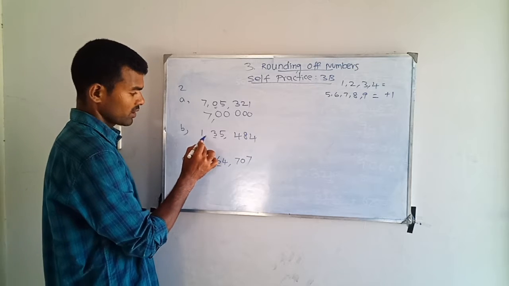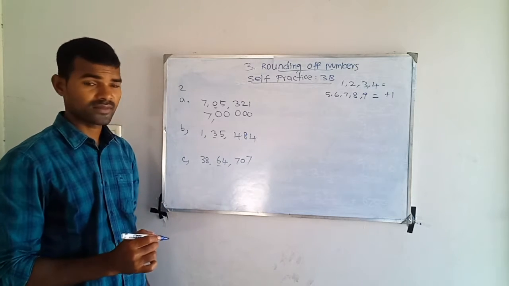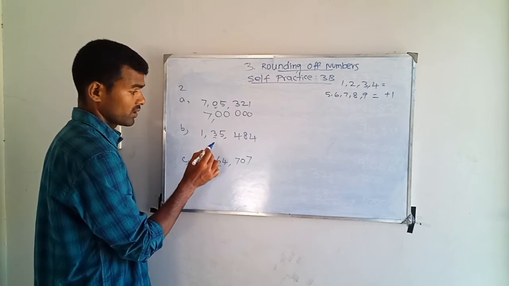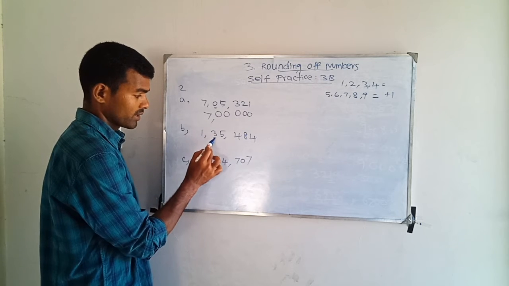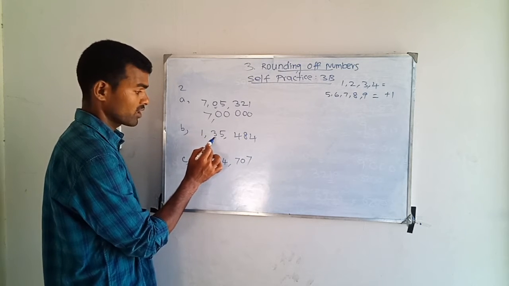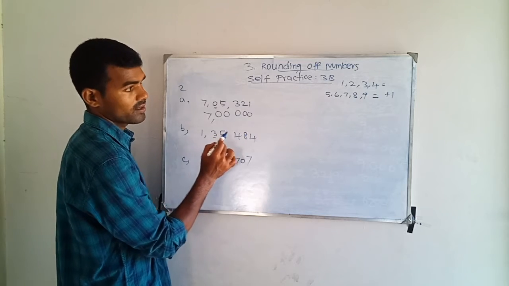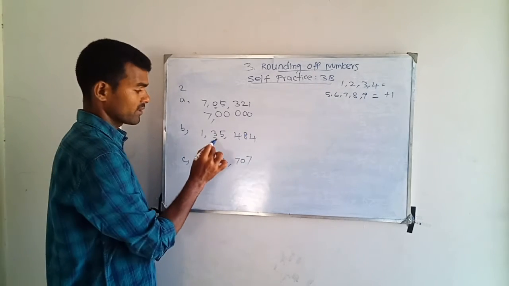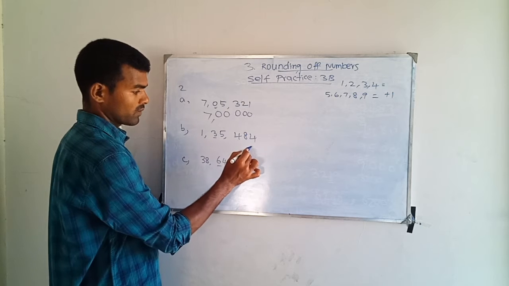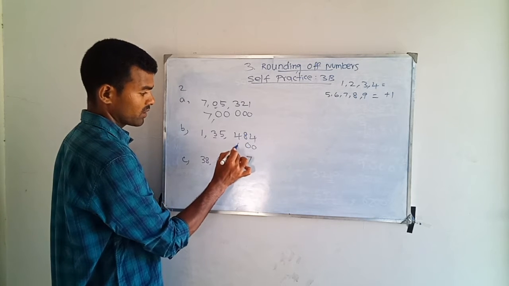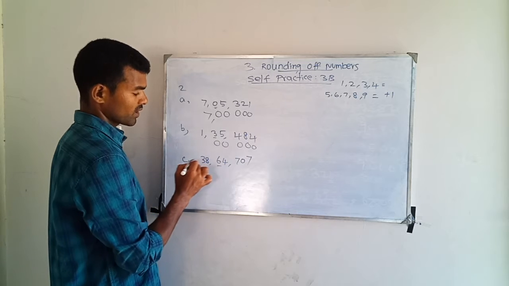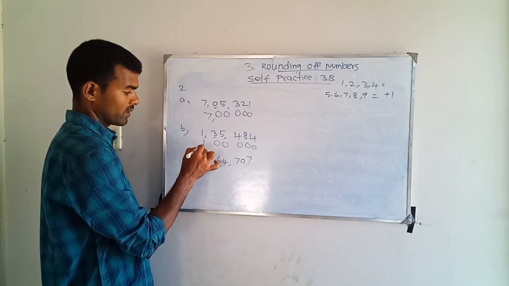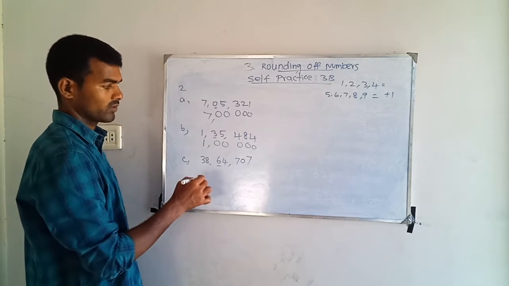Second question, what is the nearest lakh? To find the number to the nearest lakh, look at the 10,000 place. The 10,000 place is 3. 3 is less than 5. Less than 5 means what will you do? Ones place 0, tens place 0, hundreds place 0, thousands place 0, 10,000 place 0, then the lakhs place stays the same number. This is the answer.